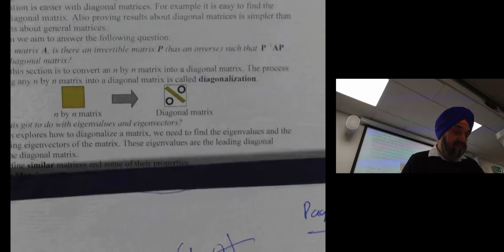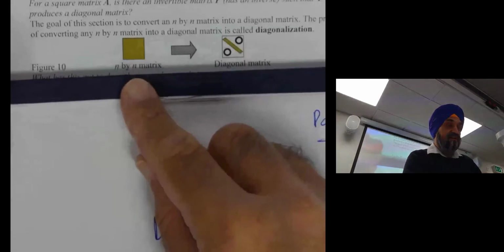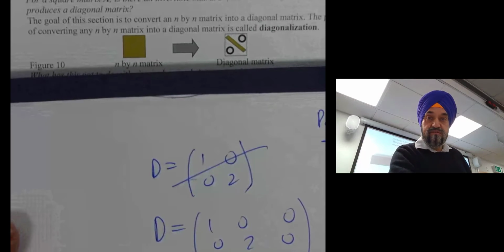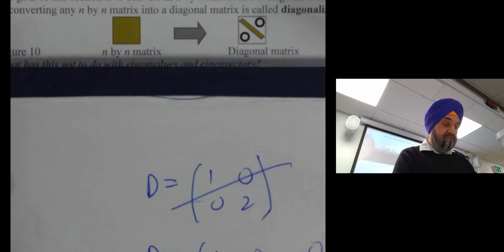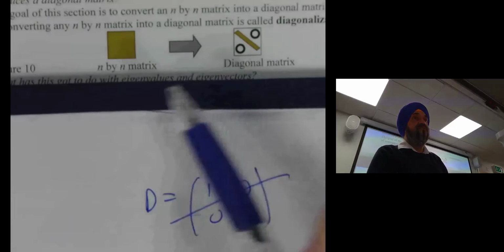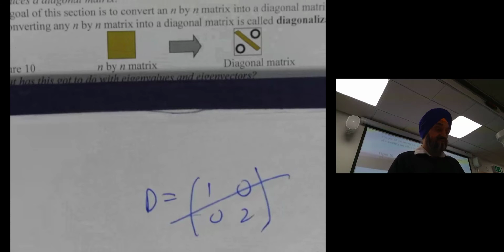What does this diagonalization mean? What it means is this: you're given an n by n matrix, like that, and you convert it into a diagonal matrix. That's what diagonalization is, and that process is called diagonalization.